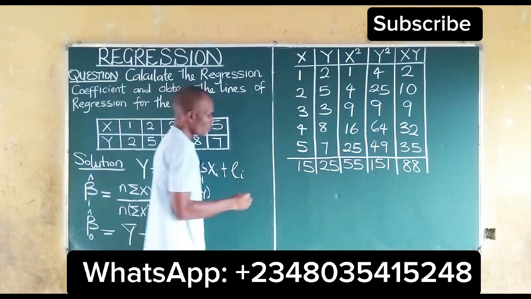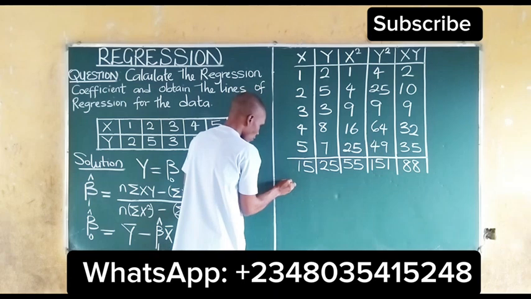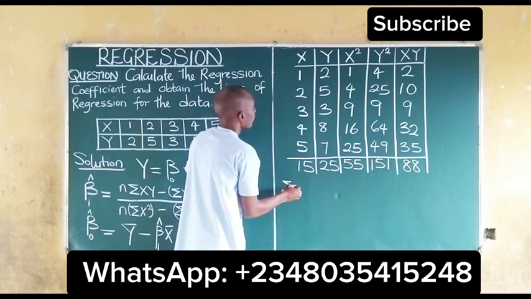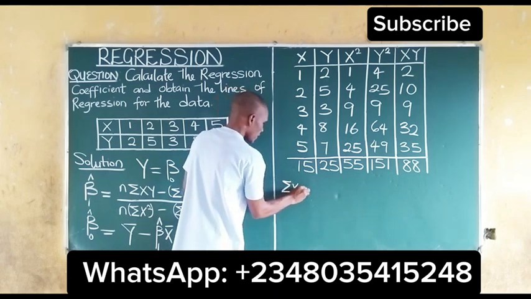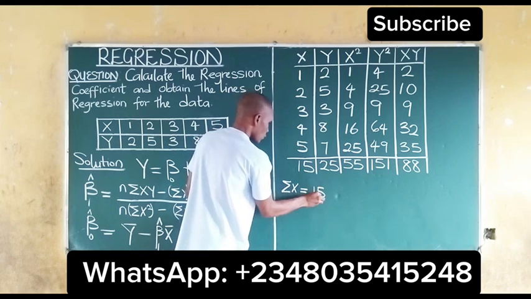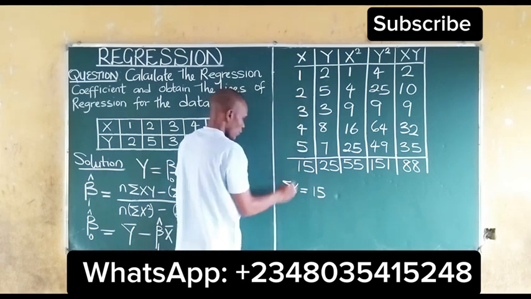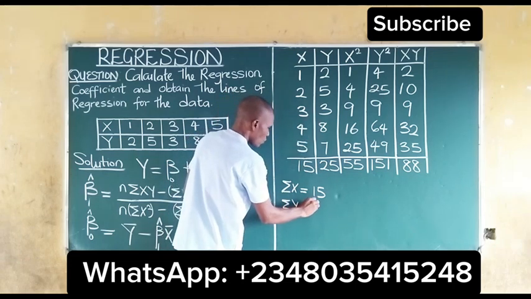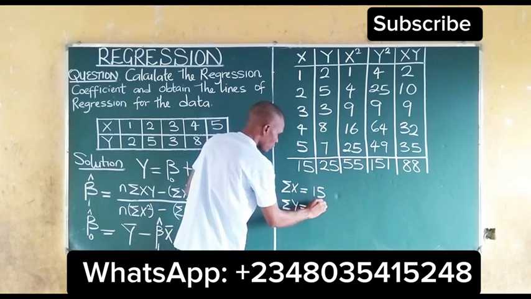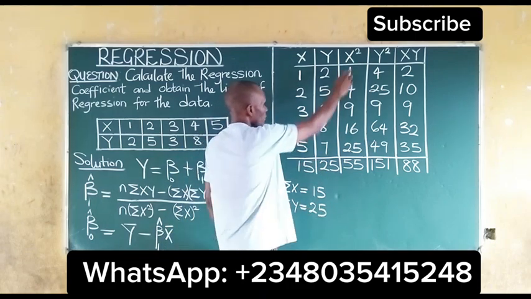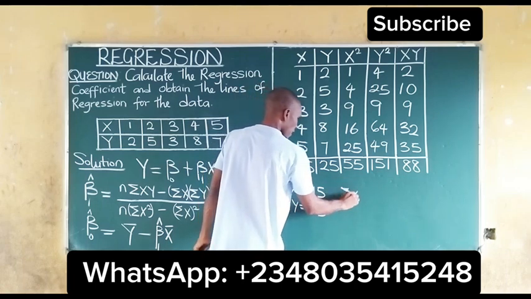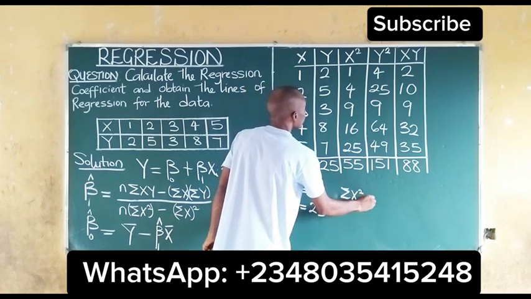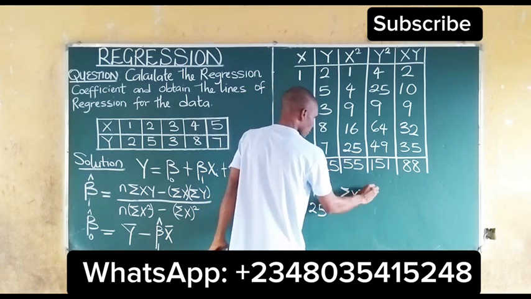Of course, we now know that our summation of x is equal to 15, which is this. Summation of y is equal to 25. We have to write it out. Summation of x squared is equal to 55.